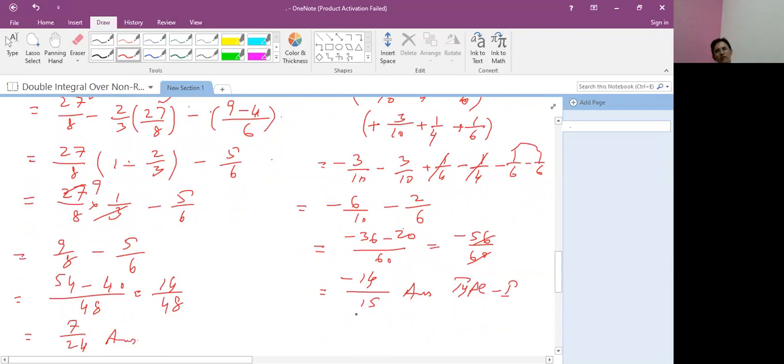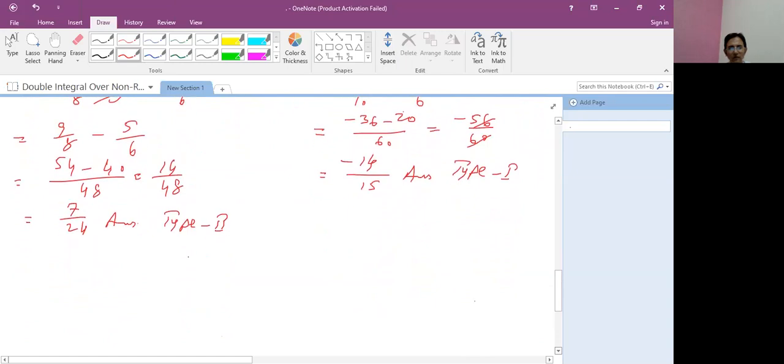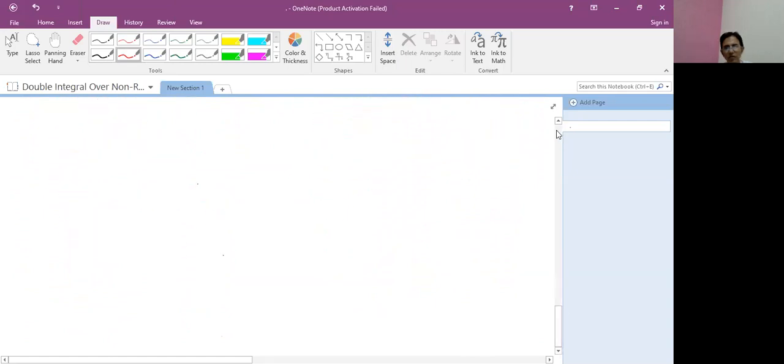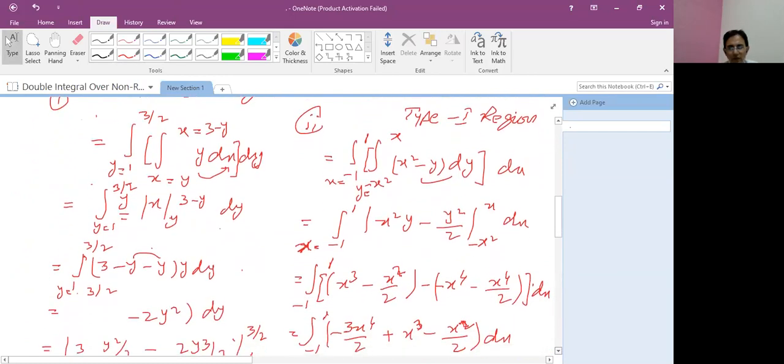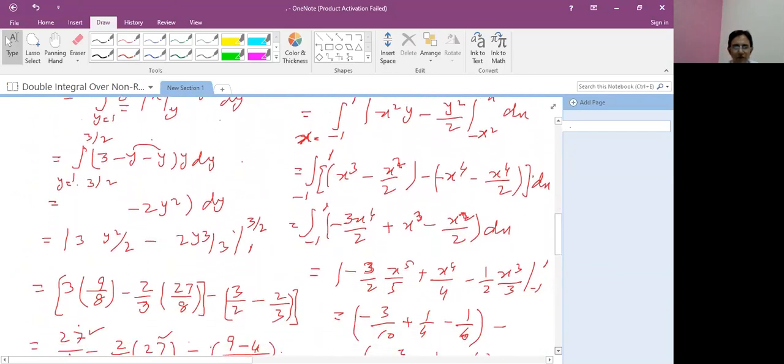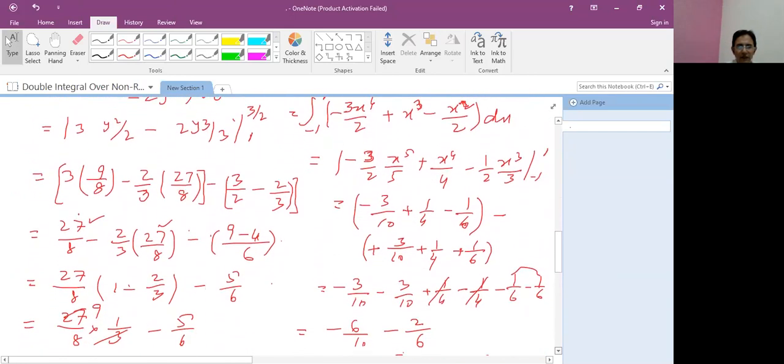So student, we have found the answer of the type 1 region and the type 2 region. This answer is called the type 2 region answer, because this application is a type 2 region, or this application is a type 1 region. So student, we continue the lecture, and the next example, the next application of type 1 region, we will consider after that.